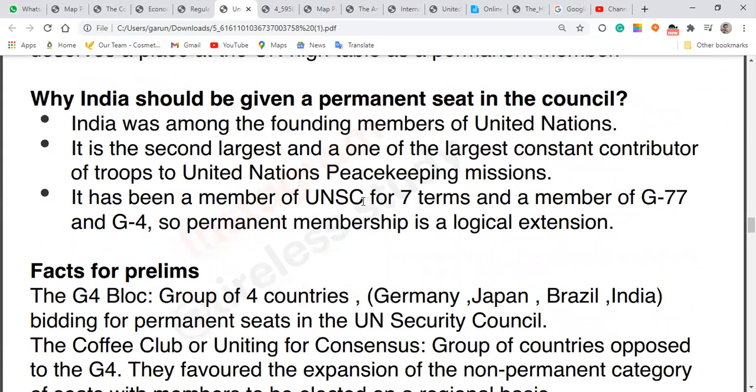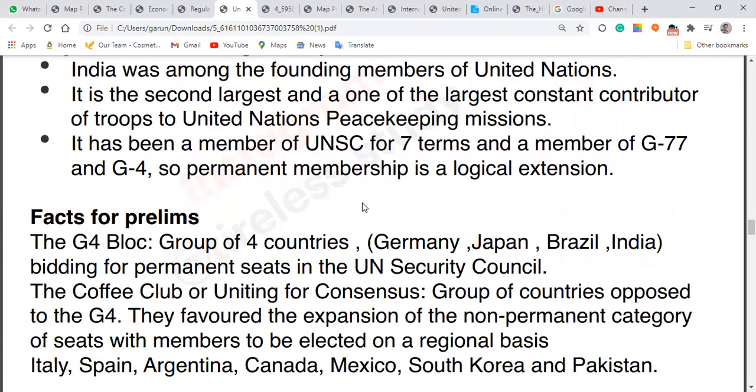Facts for prelims. The G4 bloc, the group of four countries, Germany, Japan, Brazil, and India, is bidding for permanent seats in the United Nations Security Council. The Coffee Club, or Uniting for Consensus, is a group of countries opposed to the G4. They favor the expansion of non-permanent categories of seats, with members to be elected on a regional basis: Italy, Spain, Argentina, Canada, Mexico, South Korea, and Pakistan.